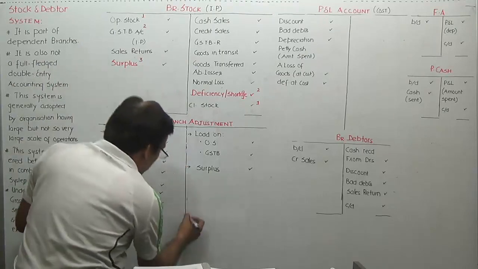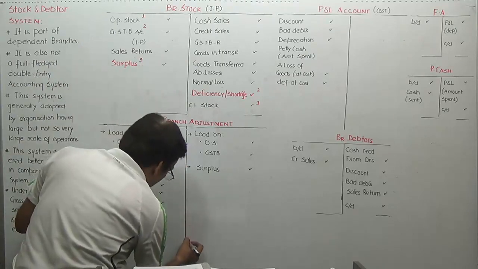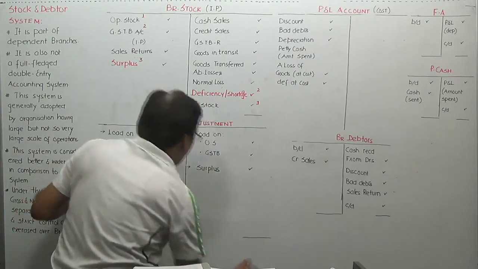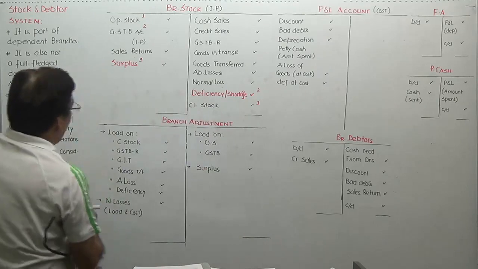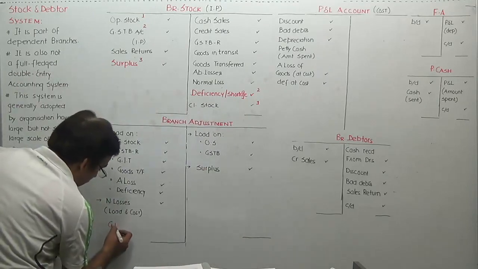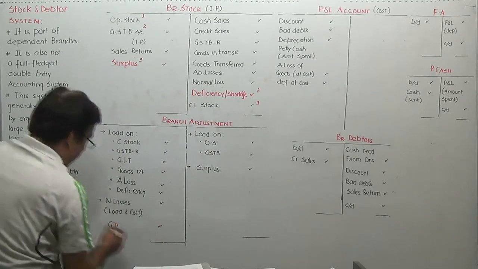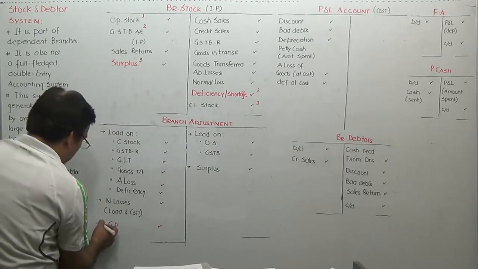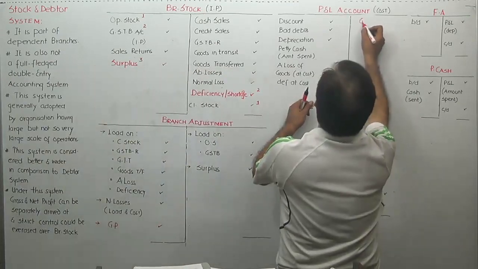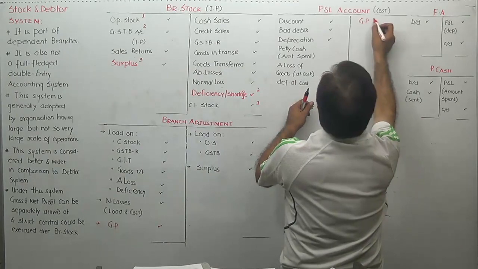Now, you will tally your branch adjustment account. The branch adjustment account will be tallied, and you will write here gross profit. Correct? You will write your gross profit. This gross profit will be carried over here as gross profit brought down.